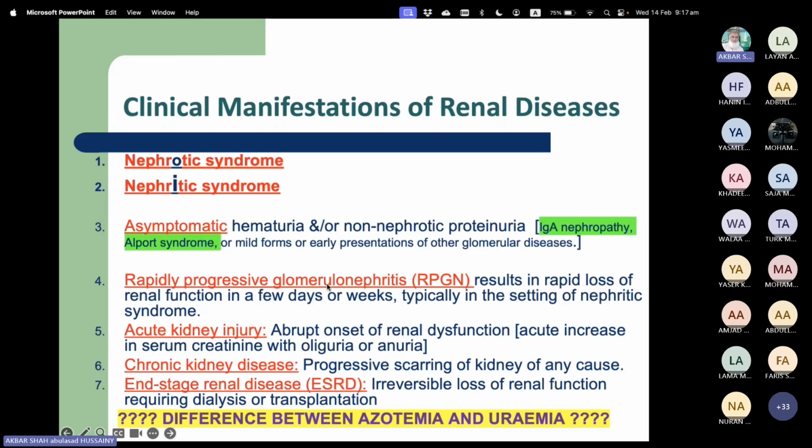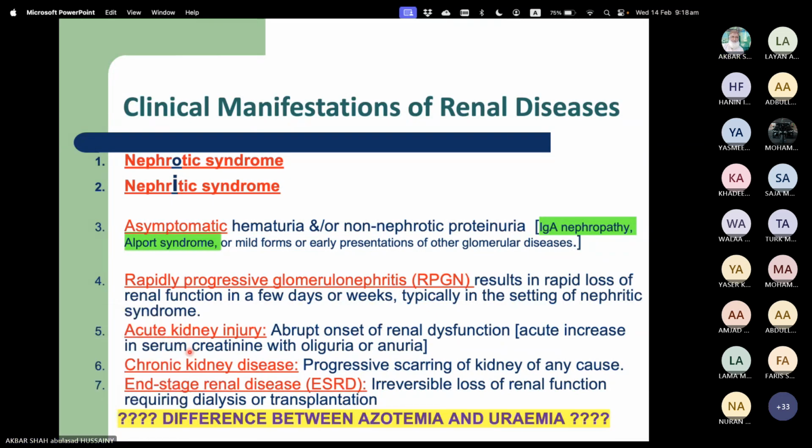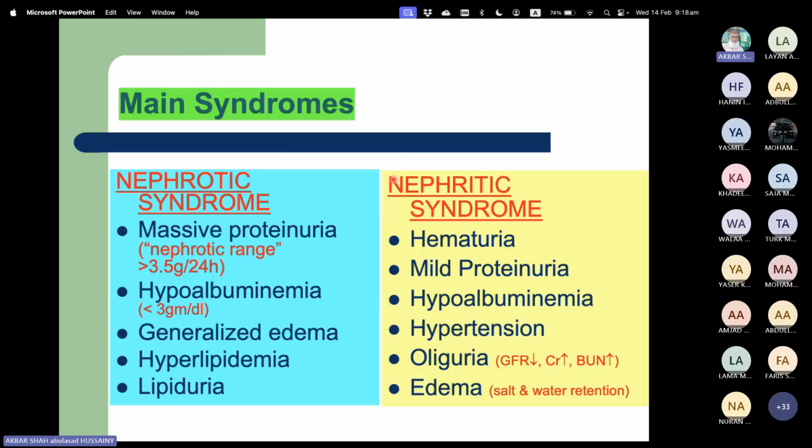So rapidly progressive glomerulonephritis, acute renal injury is again an acute condition, abrupt onset of hematuria, the increase in serum creatinine, oliguria, and urea can occur. And then chronic disease and the end stage renal disease. These are the different manifestations of the renal disease. But we have to see the main syndromes, nephrotic syndrome and the nephritic syndrome. These are very, very important.